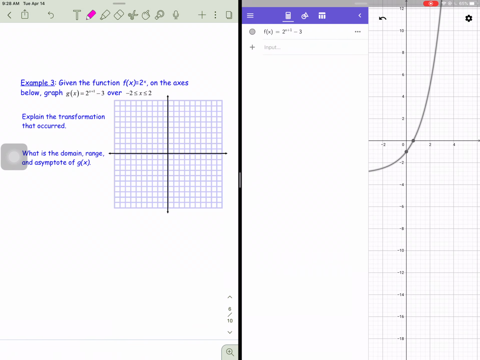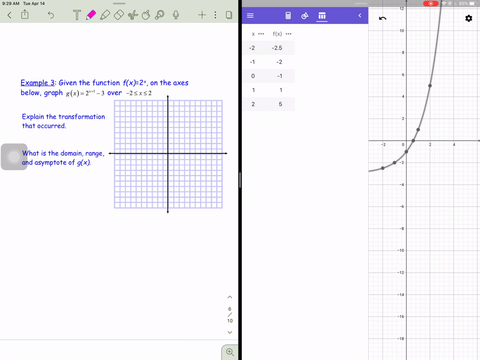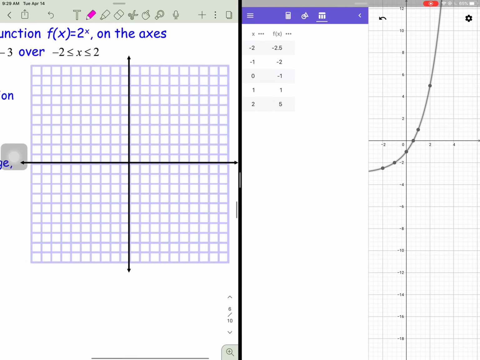So we got a graph here, and we want to graph it between negative 2 and 2, it says. So table of values from negative 2 to 2. Let's graph it. So negative 2, negative 2.5, negative 1, negative 2, 0, negative 1, 1, 1, and then 2, 1. So just graph this.